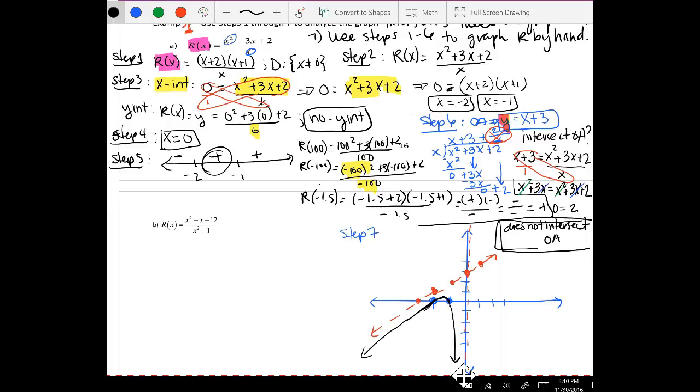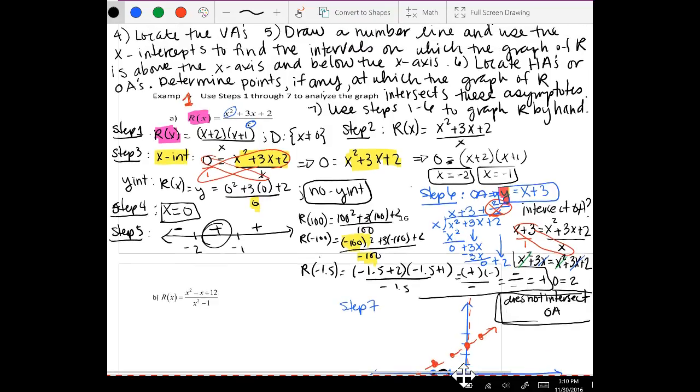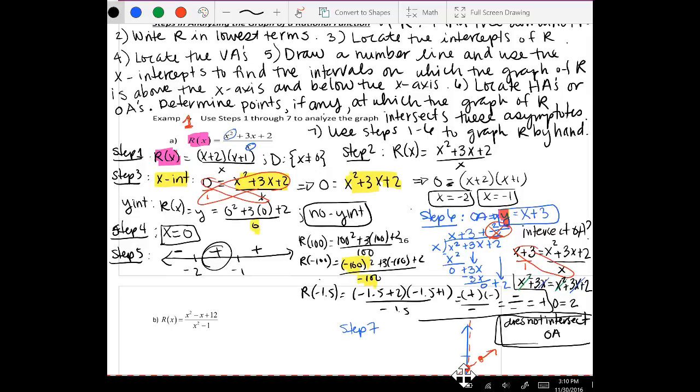Okay, so now, oh, you know what I missed? Go back and fix this for me. I need to add in a VA as well. Okay, so insert this really quickly for me. So step 5, draw a number line and use the x-intercepts and VAs. My bad. X-intercepts and VAs. Okay. We have 1 VA. So what I need to do is add in a 0. So go ahead and erase that for me. Okay. So we have a 0. Okay. So that's the part I'm missing.